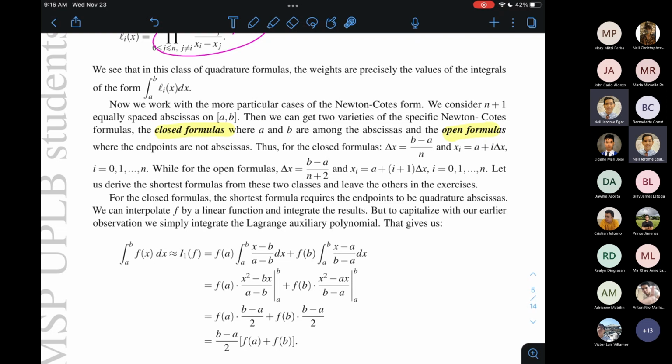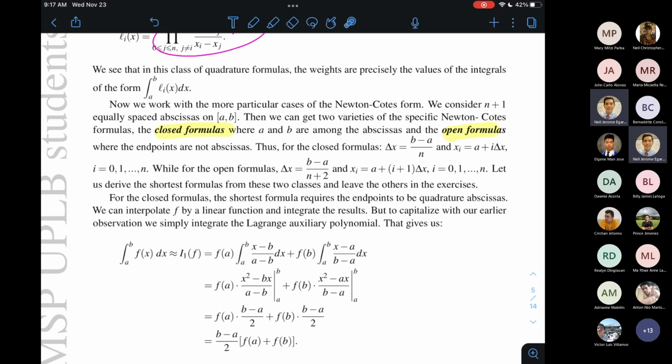Now, if we will be using n plus 1 points, and then we want to use equally spaced points, then ang ating step size for the closed formulas ay b minus a over n. Of course, there are no requirements as to the increment. Hindi kailangan ay equally spaced yung mga abscissas na gagamitin nyo kasi nga sa interpolation, wala tayong problema kahit gaano magkakalayo yung mga x's, kahit hindi uniformly spaced. Yung mga x's, kaya natin siyang kunan ng interpolating polynomial.